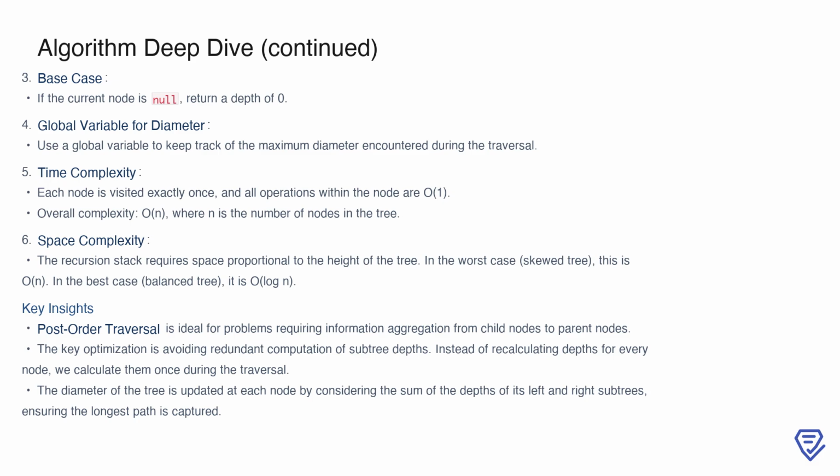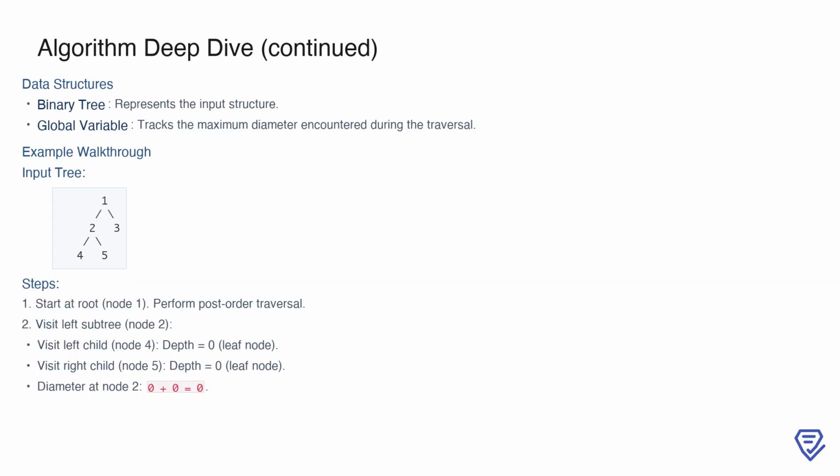tree. The space complexity depends on the recursion stack, which in the worst case of a skewed tree is O(n), and in the best case of a balanced tree is O(log n). This optimization is achieved by leveraging post-order traversal, which efficiently aggregates information from child nodes to parent nodes. To implement the algorithm, we use a binary tree as the input structure and a global variable to track the maximum diameter. Let's walk through an example to see how the algorithm works.